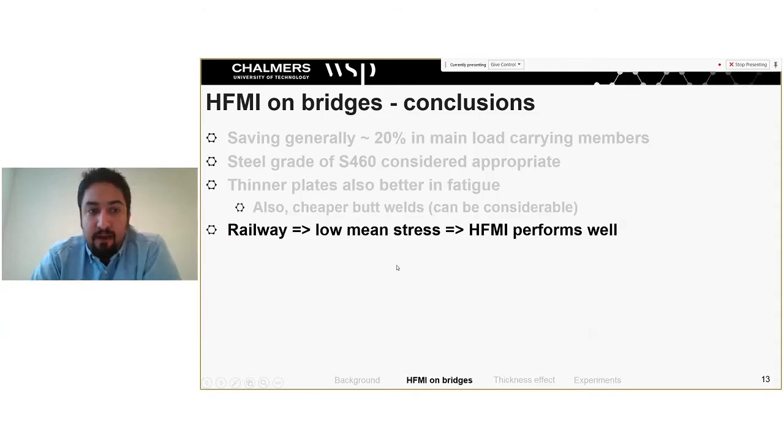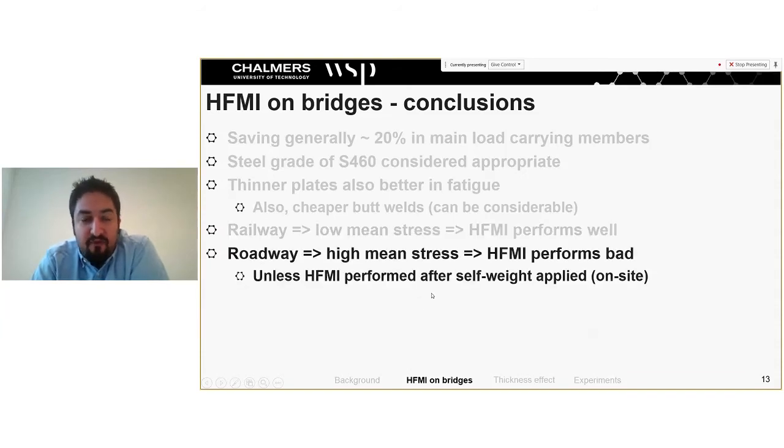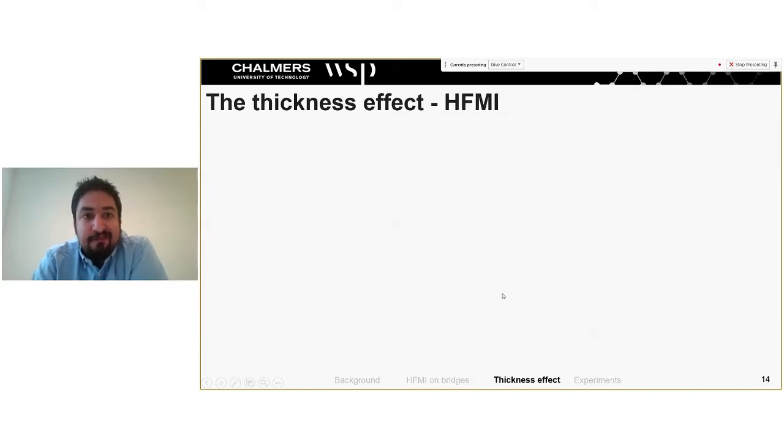Then railway bridges have low mean stress if they are purely made of steel, and HFMI performs well, while on composite bridges where you have concrete, HFMI might not be very good unless you perform it after the self-weight is applied.